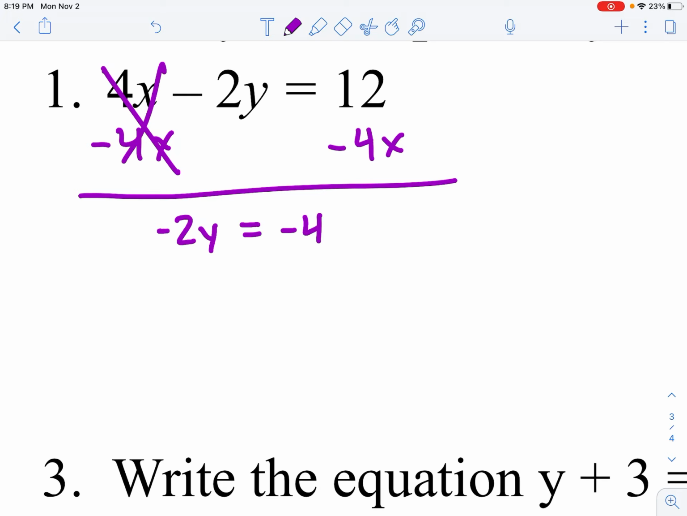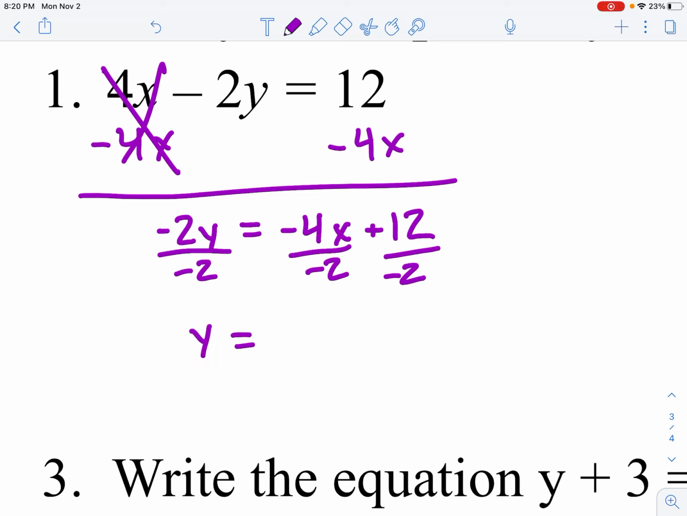We're left with a negative 2y equals, and I can't combine the negative 4x and the 12 since they're not like terms. And I'm going to put the 4x first because when I have an x variable, I like it to be at the front if possible. Then divide by negative 2, and I'm going to divide by negative 2 on all 3 parts.